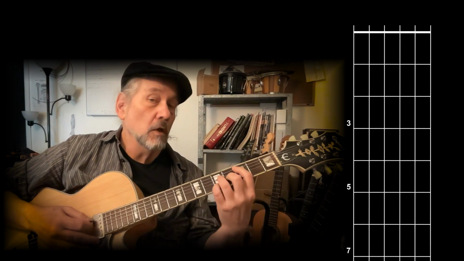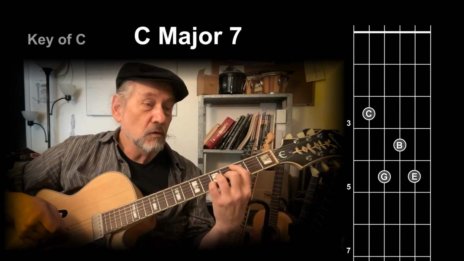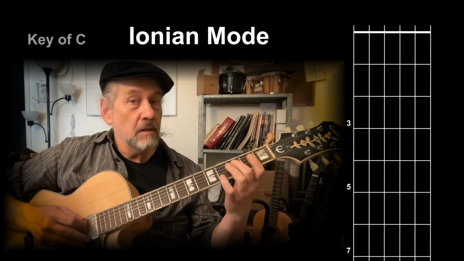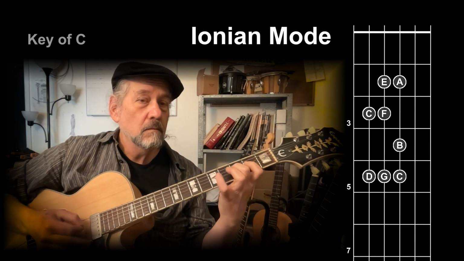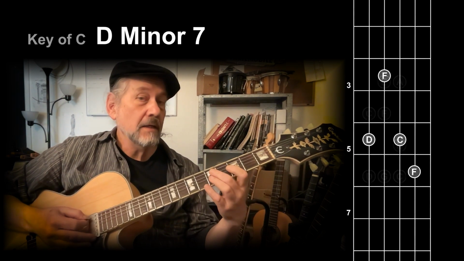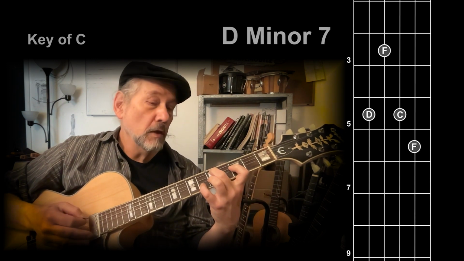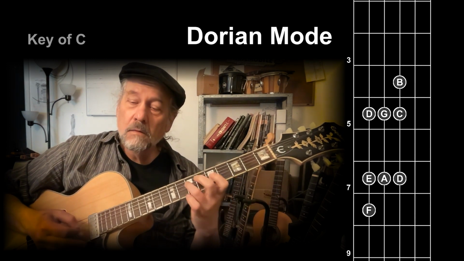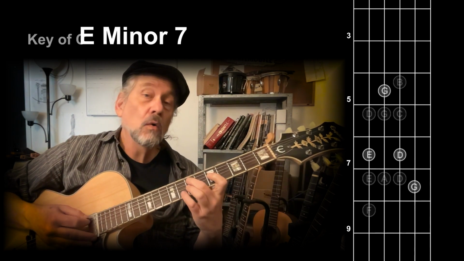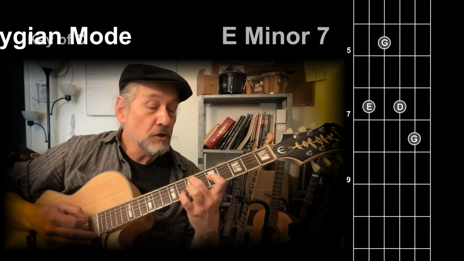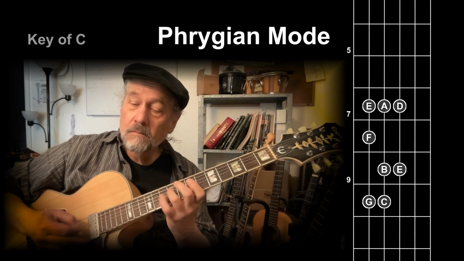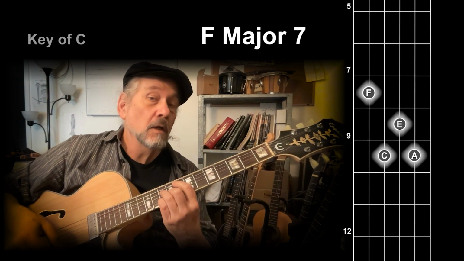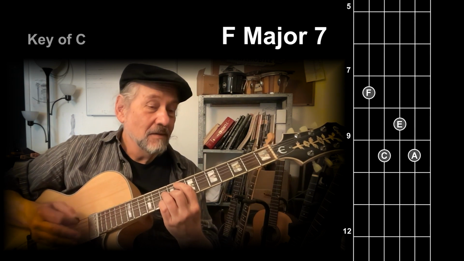Now I'll play all 7 chords of the key and the mode that's most closely associated with each chord. So the first chord in the key of C, C major 7th, and that is Ionian mode. The second chord, D minor 7th, Dorian mode. The third chord, E minor 7th, Phrygian mode. The fourth chord, F major 7, that's Lydian mode.